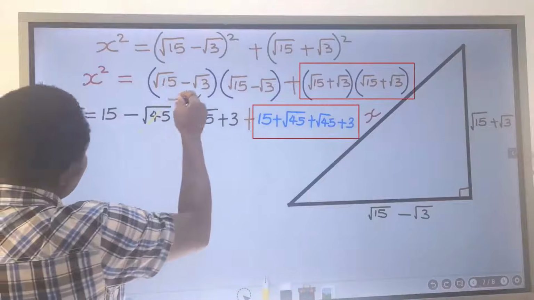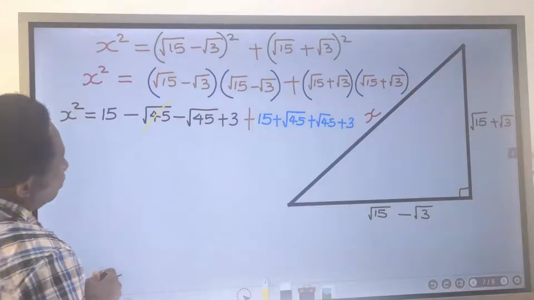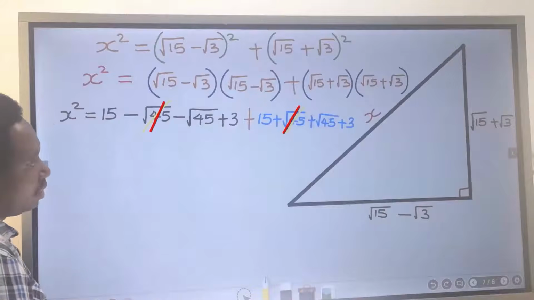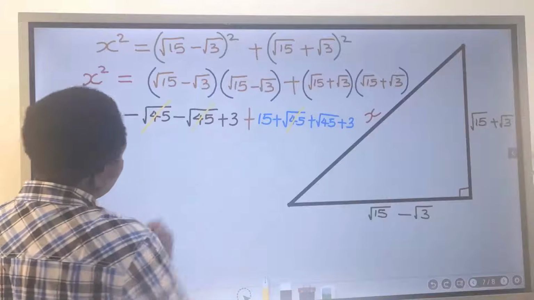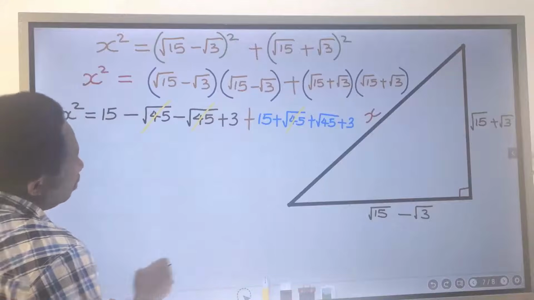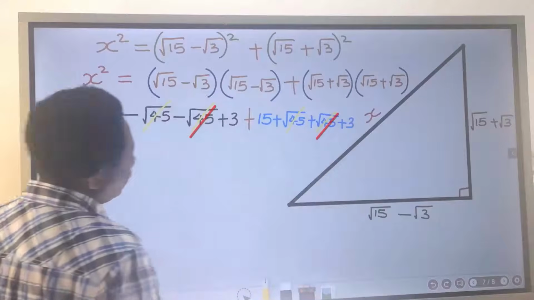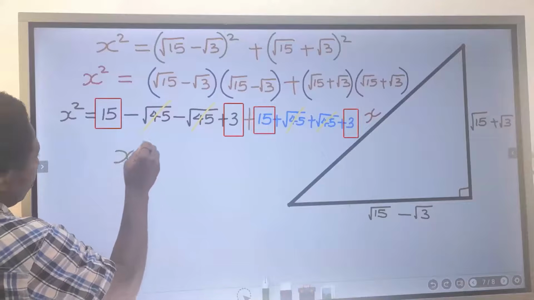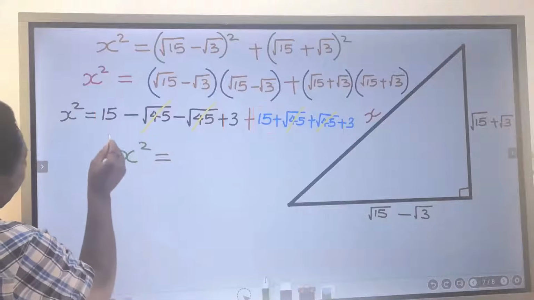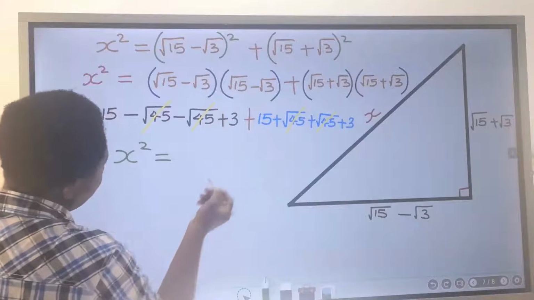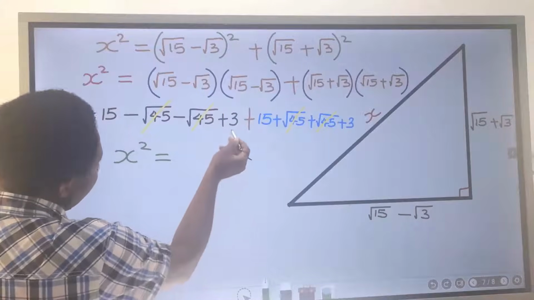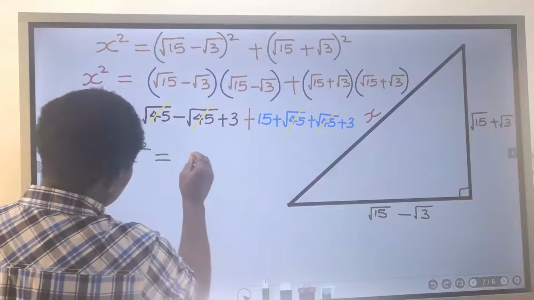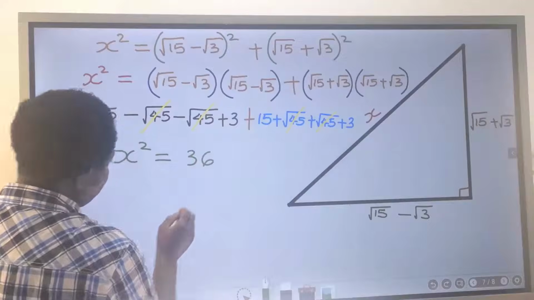Next, minus the square root of 45. We cancel plus the square root of 45. Next, minus the square root of 45. We cancel plus the square root of 45. Next, here we have x squared. 15 plus 15 is 30. 30 plus 3 is 33. And 33 plus 3 will give you 36.